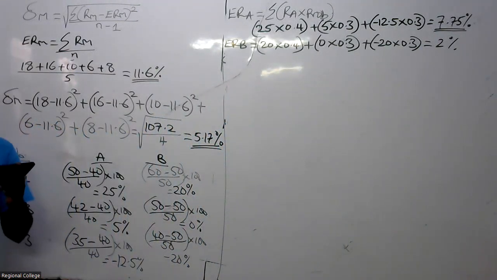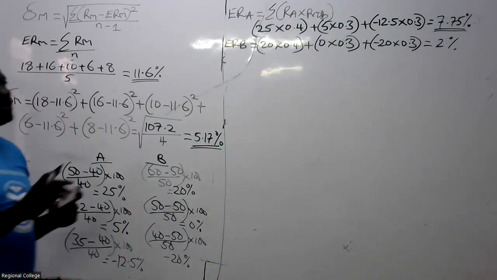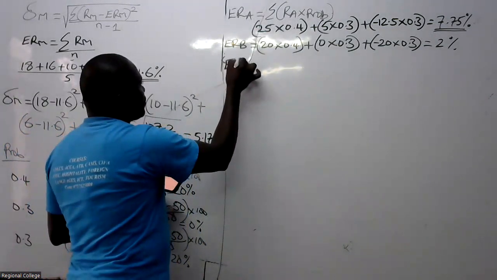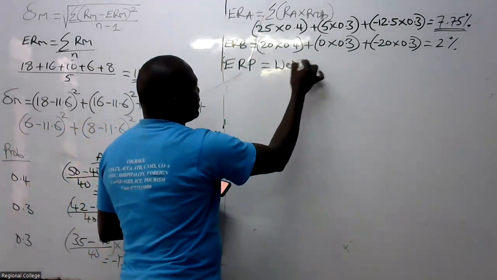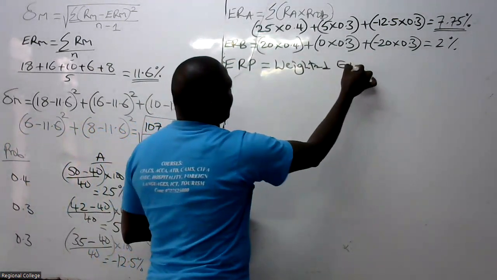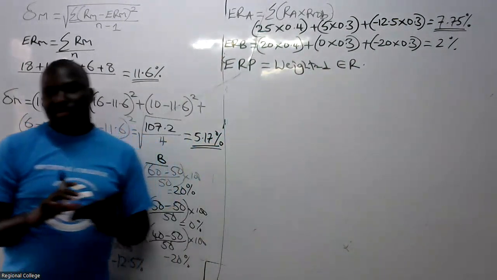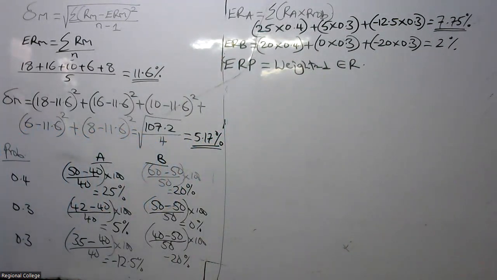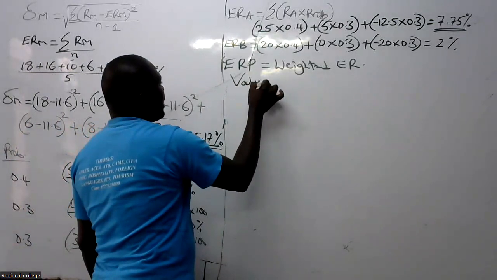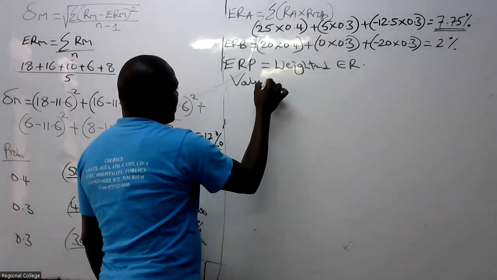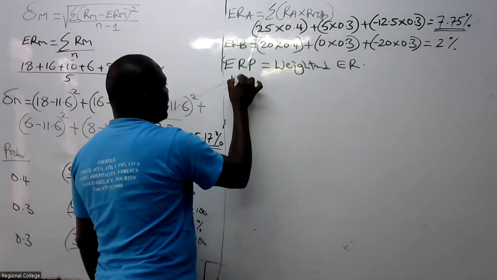They want us to get the portfolio expected return. So the expected return of the portfolio equals the weighted expected return. Expected return of the portfolio is the weighted expected return. We have the value of A. So the amount invested in A.